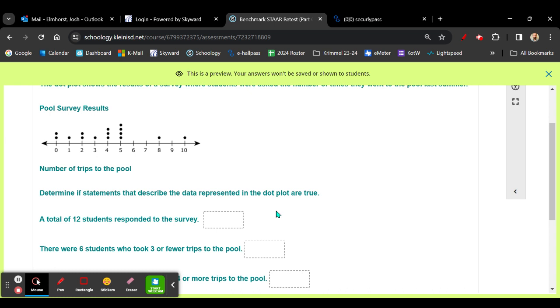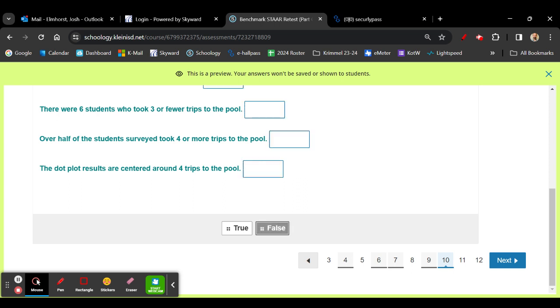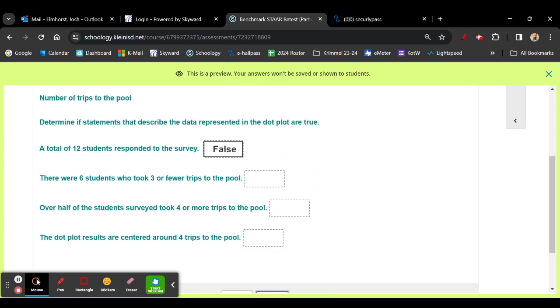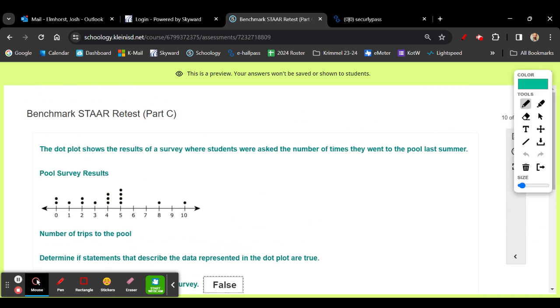Determine if the statements describe the data represented in the dot plot are true. So there's a total of 12 in the survey. So we got 1, 2, 3, 4, 5, 6, 7, 8, 9, 10, 11, 12, 13. Nope, that is false. There's already more than that. So there's at least 6 students who took 3 or fewer. 3 or fewer, 3 or less. So we go to 3 or less, and 1, 2, 3, 4, 5, 6. That is true.